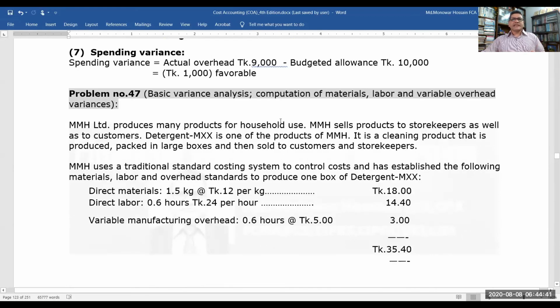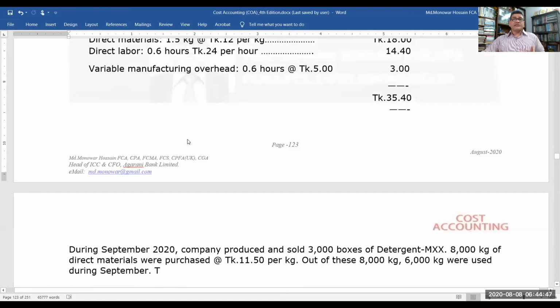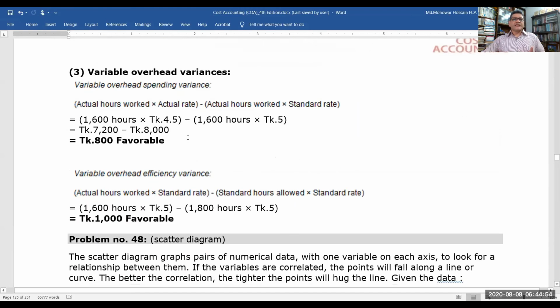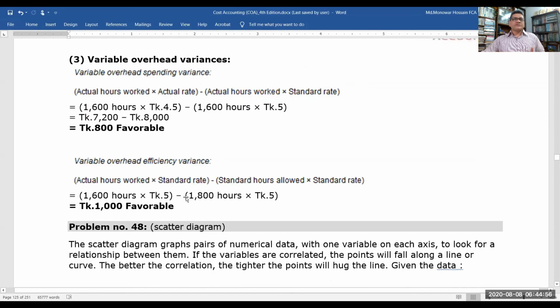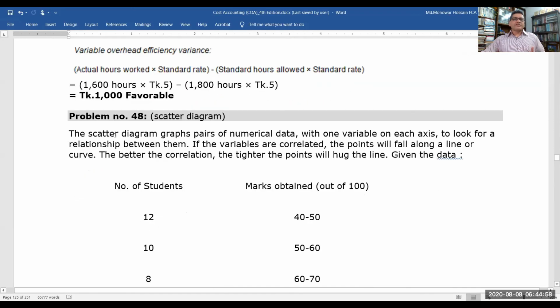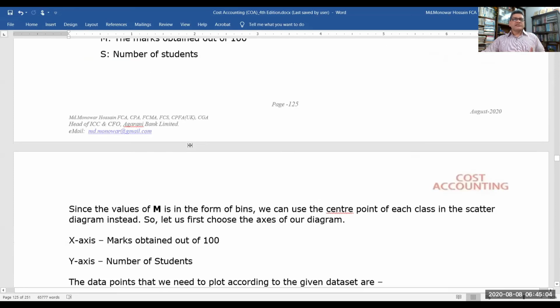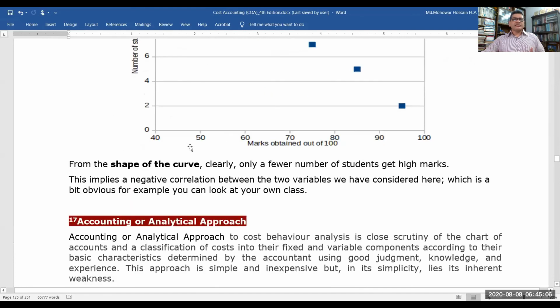So basic variance analysis: material, labor, and variable overhead variance, these three items are put here. So material variance, labor variance, and variable overhead variance are all calculated here. And under the scatter diagram, we also discussed it previously. So look here and calculate it.